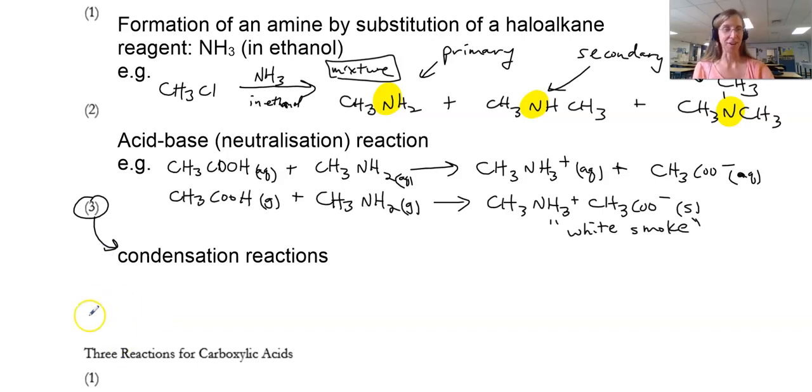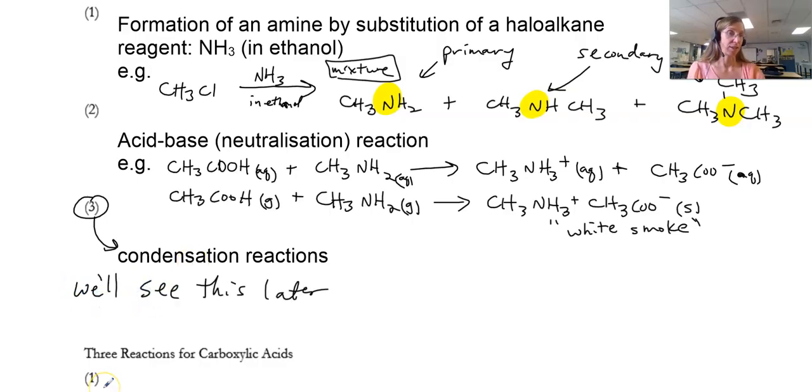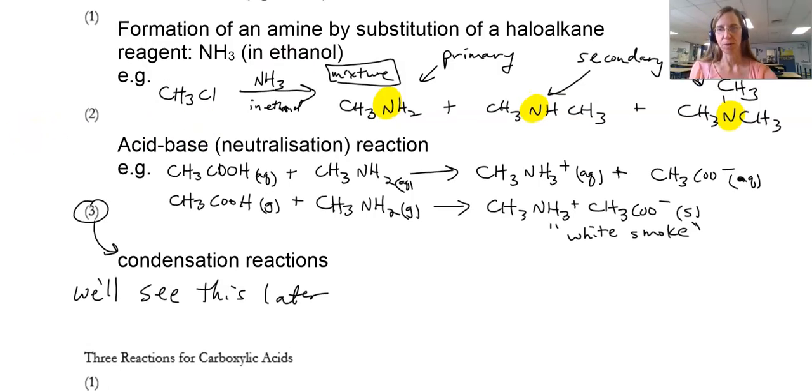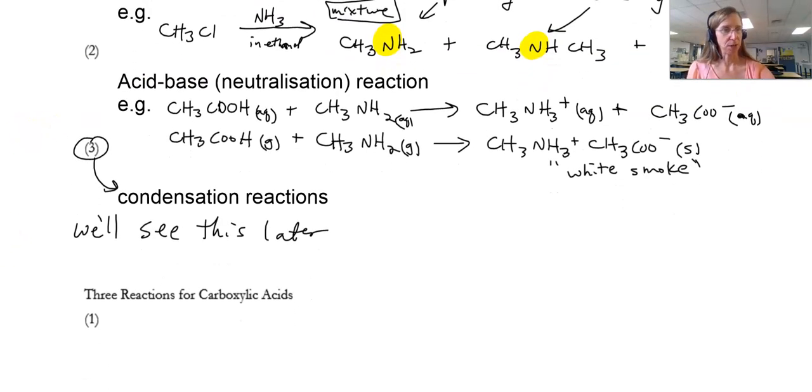And the third one, I've used up a bit more space than I planned on here, but that's okay. The third one is condensation reactions. But we'll see this later because that's one of the main reactions of both acids and acid chlorides. So I'll wait until we discuss those where we see them. So that's the amine reactions, that's it.